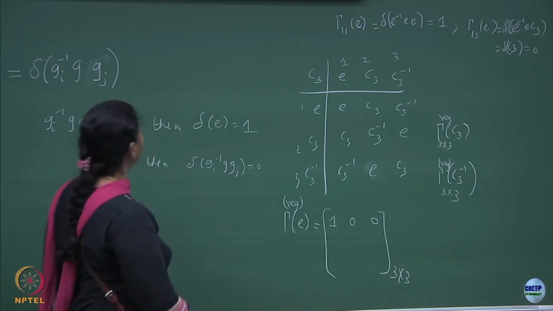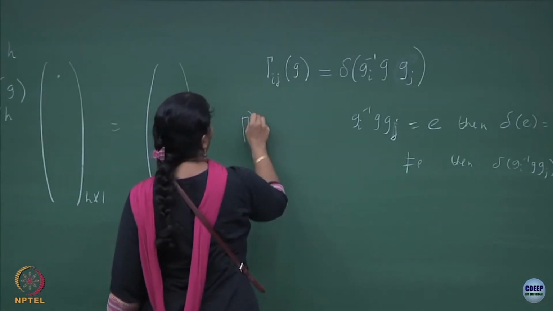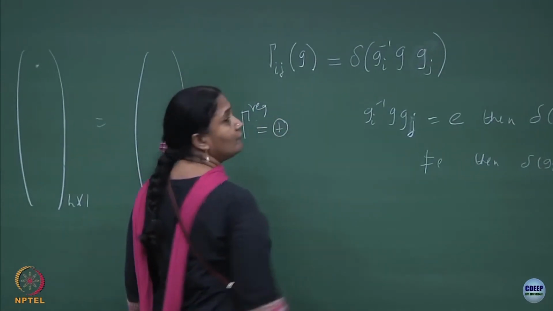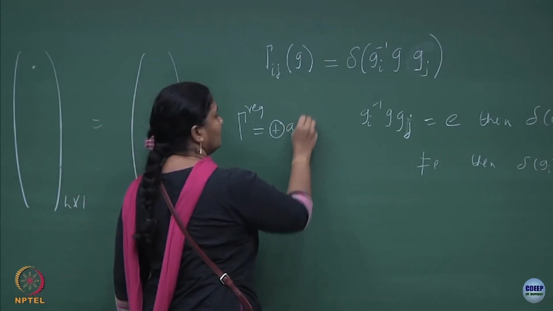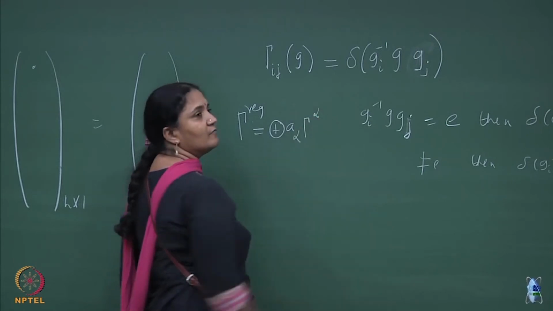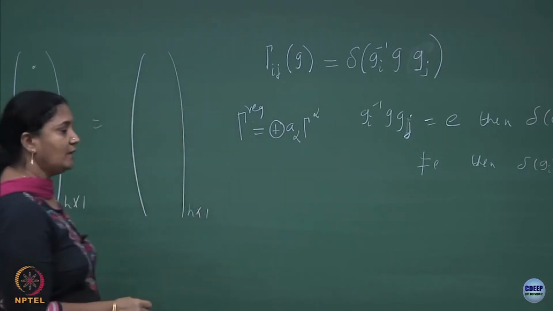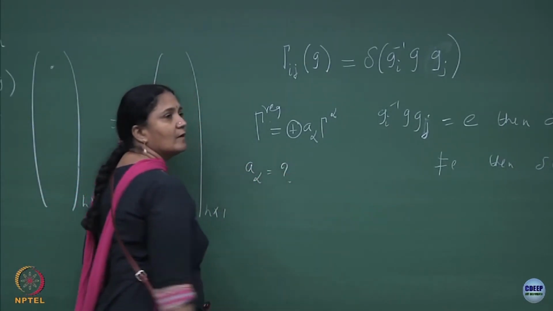So, what is the meaning of that? Gamma regular should be a direct sum of A alpha times gamma alpha, and you need to determine what is A alpha. I will leave it to you.